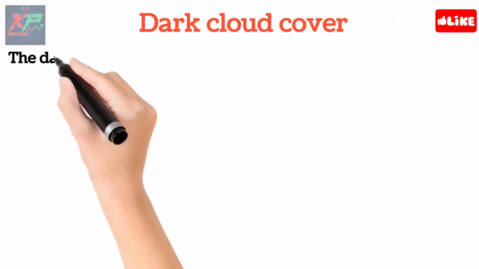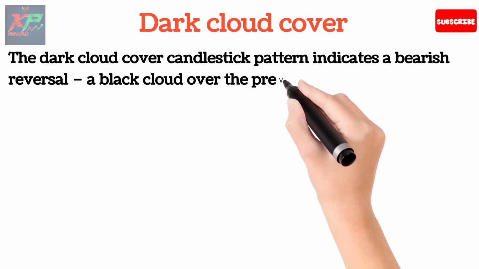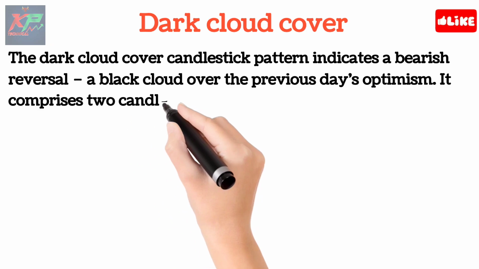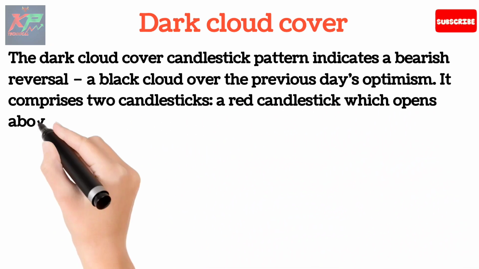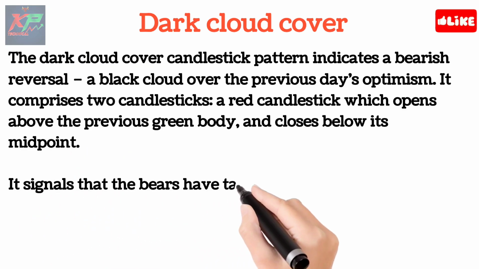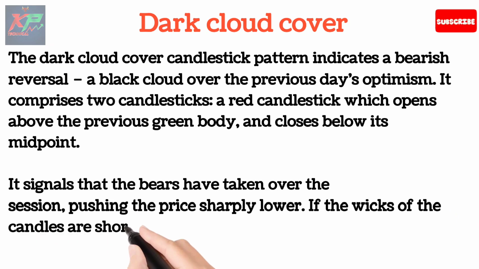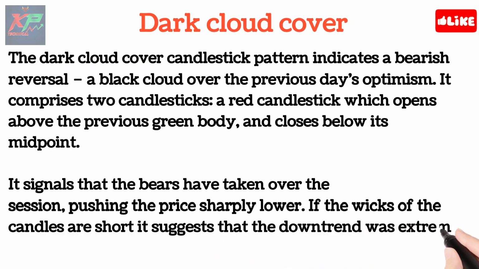Dark cloud cover. The dark cloud cover candlestick pattern indicates a bearish reversal, a black cloud over the previous day's optimism. It comprises two candlesticks, a red candlestick which opens above the previous green body and closes below its midpoint. It signals that the bears have taken over the session, pushing the price sharply lower. If the wicks of the candles are short, it suggests that the downtrend was extremely decisive.